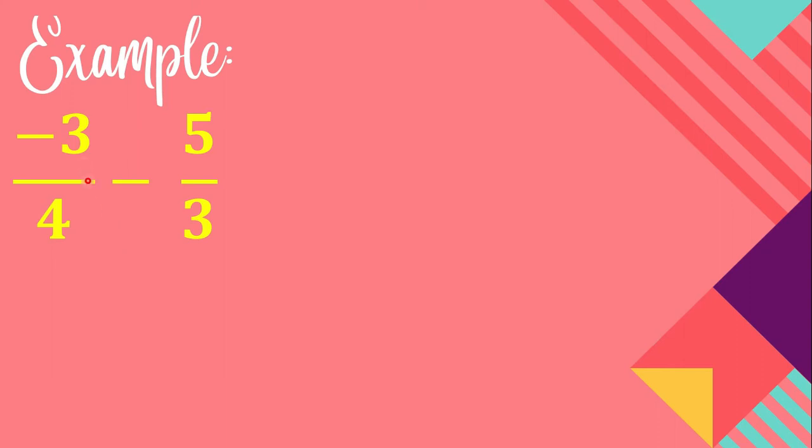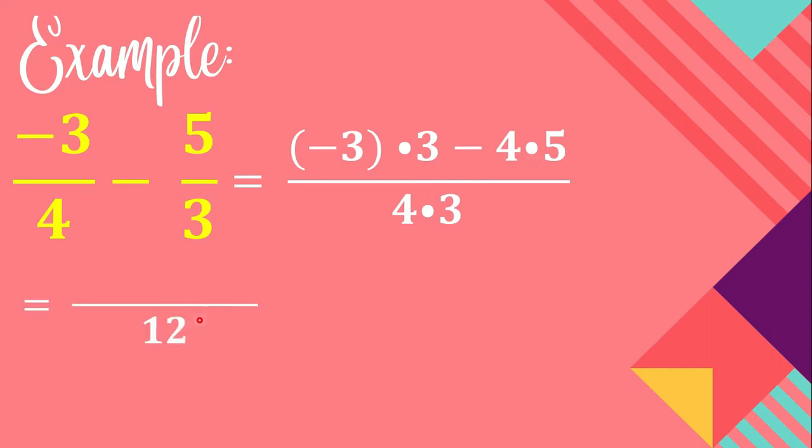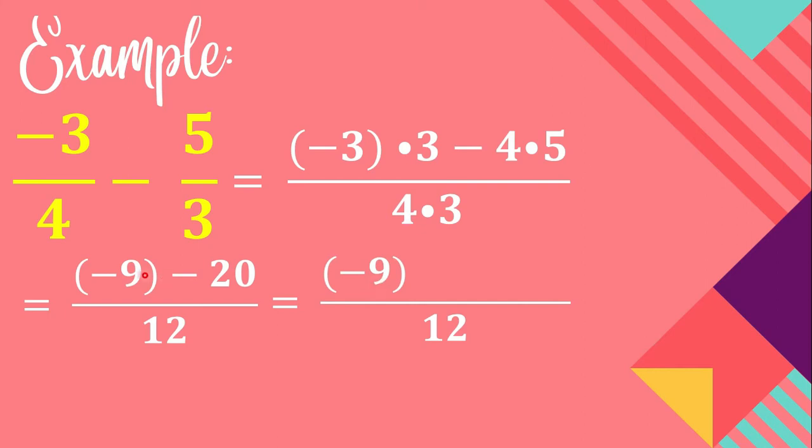Next, negative 3 over 4 minus 5 over 3. That will be equal to 4 times 3, and then negative 3 times 3 minus 4 times 5. Again, apply cross multiplication. Simplify 1 by 1. 4 times 3 will be equal to 12, and then negative 3 times 3, which is equal to negative 9, minus 4 times 5, which is equal to 20, over 12. Copy your denominator, and then apply the subtraction rule. Copy, change. Copy your first number, which is negative 9, and then change your subtraction sign to addition sign. Change your second number to its opposite sign. Since that is positive 20, that will be now negative 20.